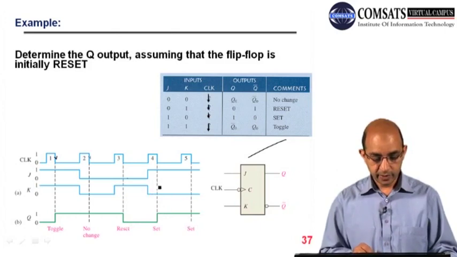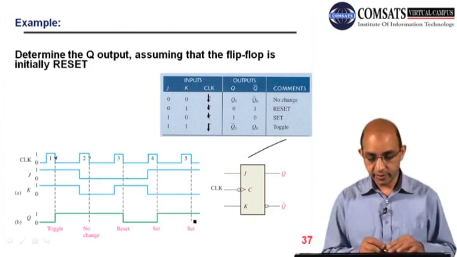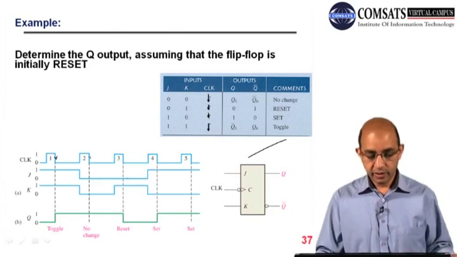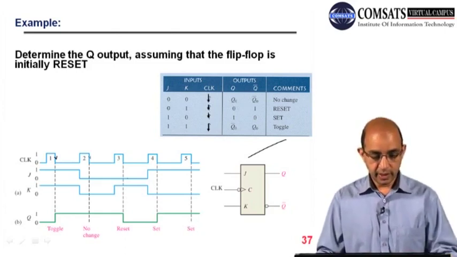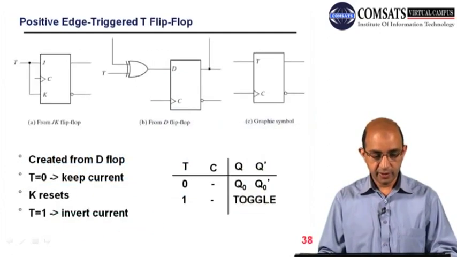Again 1, 1, J1, K0, so the flip-flop has to set, so we will have 1, again set. So this is the timing diagram for the JK flip-flop, right? But we have the falling edge, right?